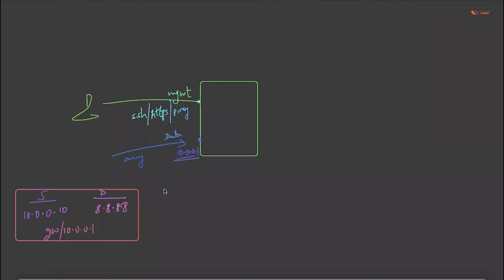But if any packet is coming from, let's say, 10.0.0.10 and going to the destination 10.0.0.1, which means now the packet is destined to the firewall. The traffic is coming to the firewall. It is not going through the firewall. There are two traffics: this is through the firewall and this is to the firewall.